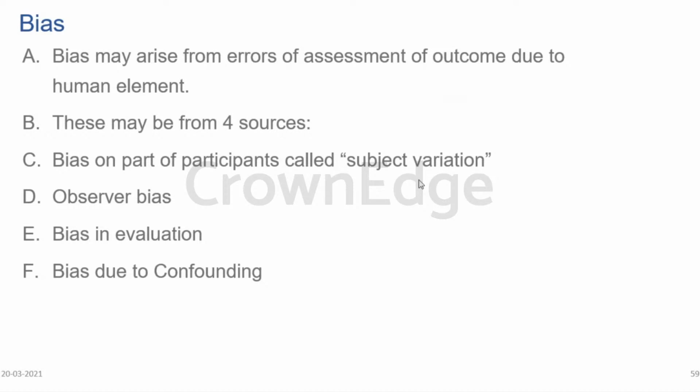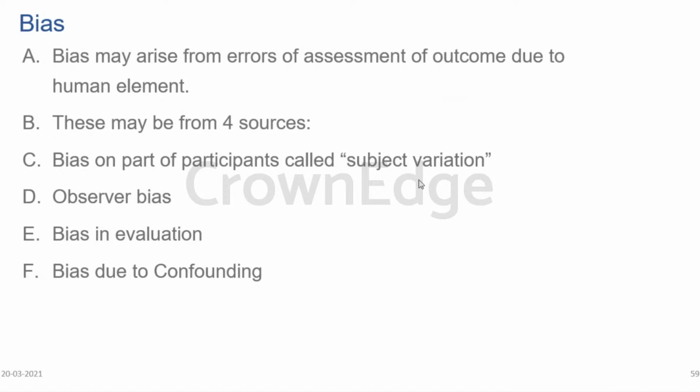Okay, bias arises because of errors of assessment of outcome. It can be a human error. There are four sources of bias. One is bias on the part of participants, that is known as subject variation. Then there is observer bias, which is on the part of the investigator or researcher. Then there is bias in evaluation and bias due to confounding.